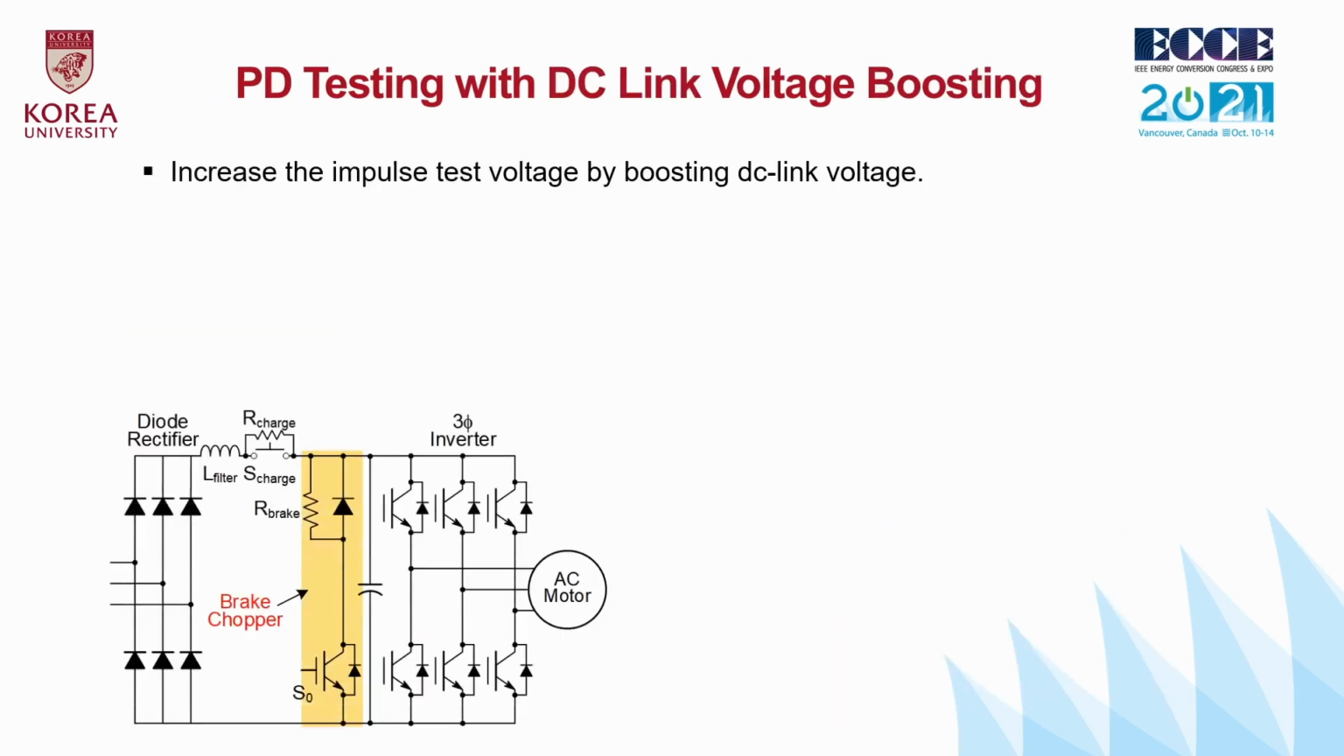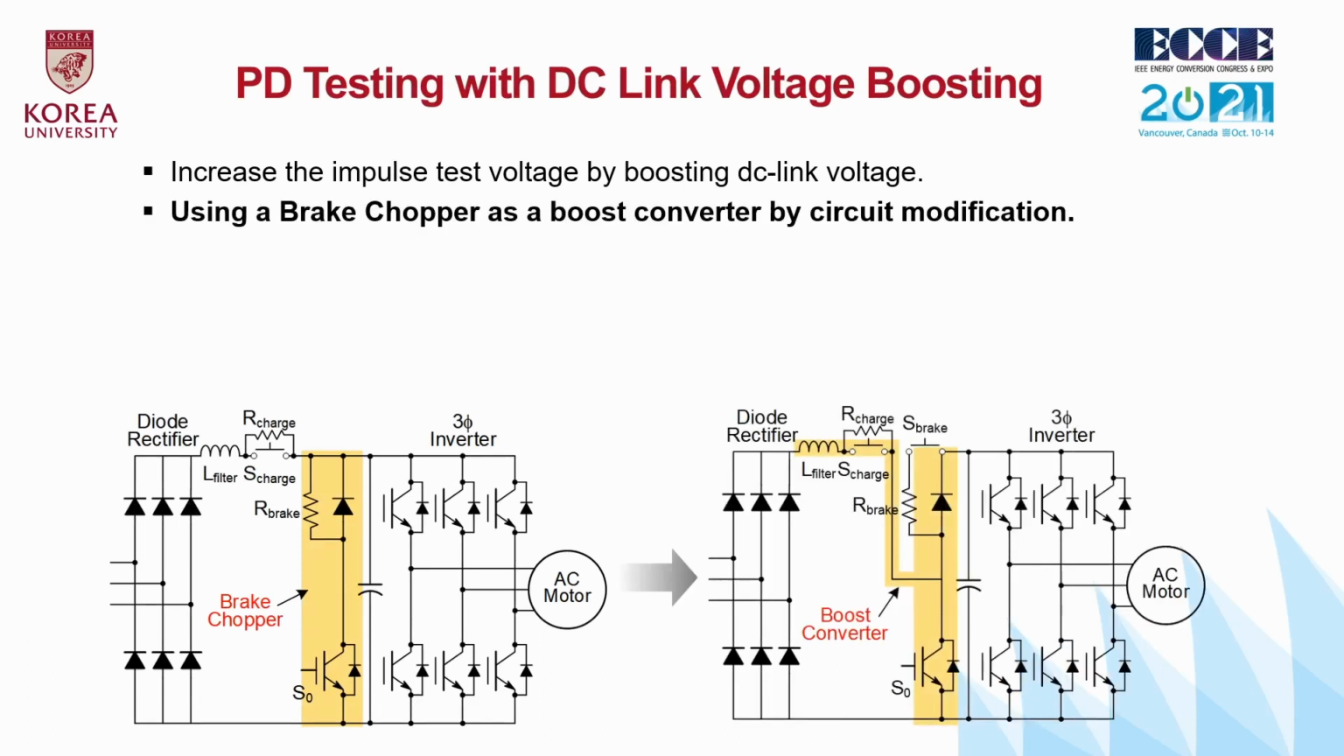The second method is increasing the DC link voltage itself. The conventional three-phase rectified inverter circuit below is modified to boost its input voltage. The DC reactor and braking chopper could be used as a boost converter and can boost the DC link voltage.